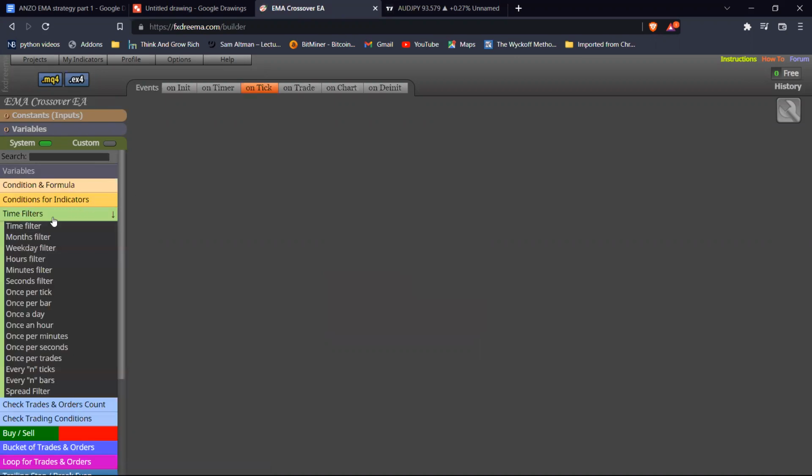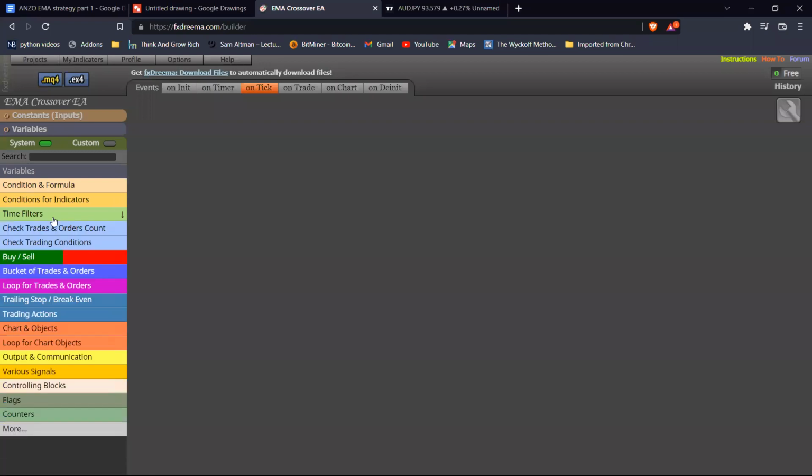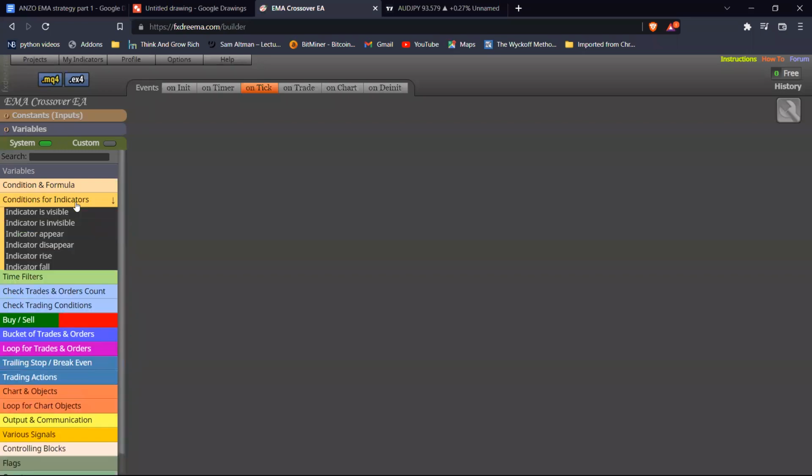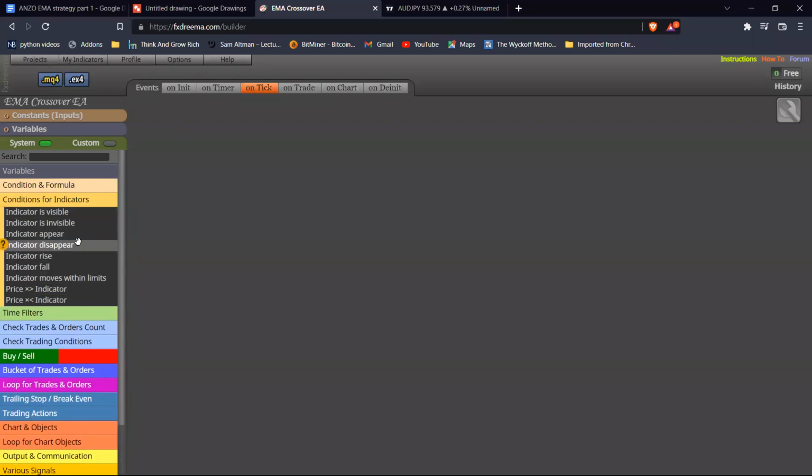Now, what we're going to do here is spend a little bit of time explaining how this interface works. If you look over here, you would see a lot of things. You would see conditions. You would see a lot of things you can do. Don't worry, as time goes on, we'll be playing around with a lot of them, and you'll understand how to use them.